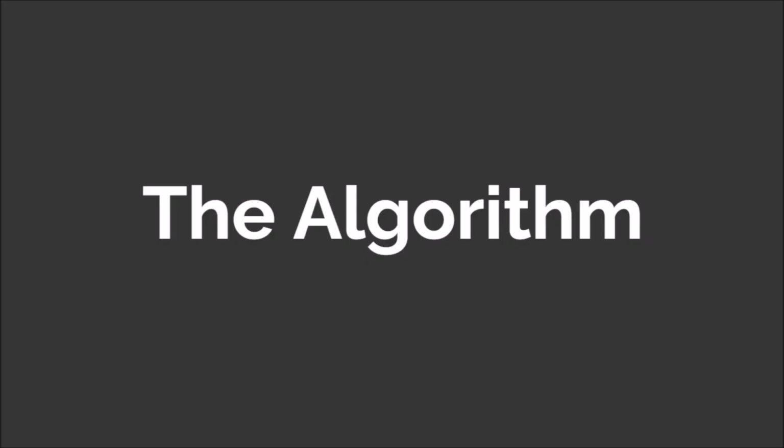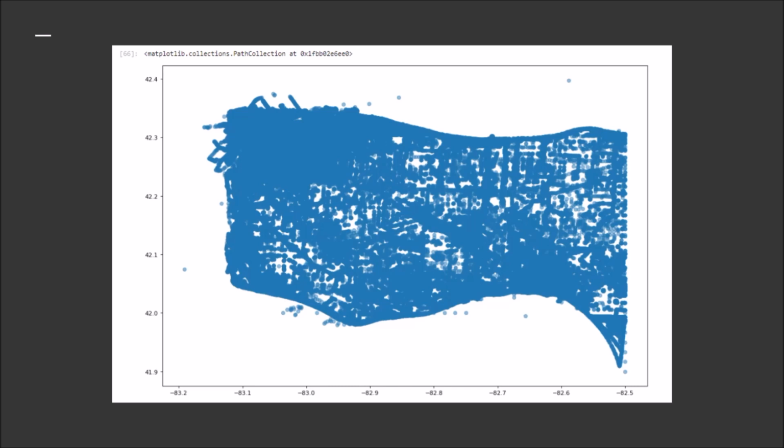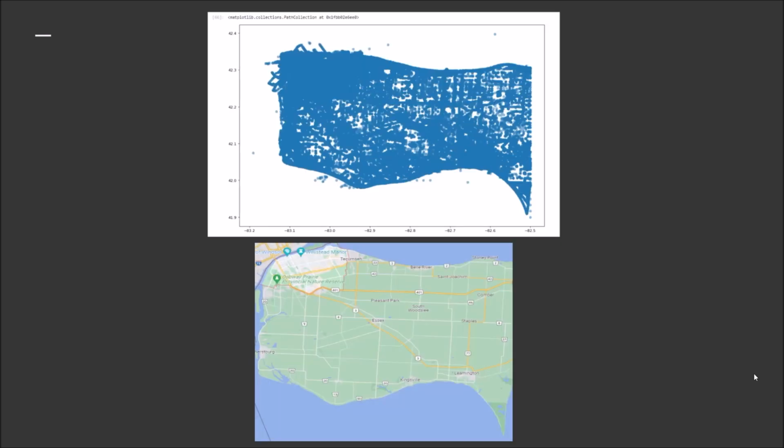During data analysis, we found that there are more data points in highly populated areas and less data points in low populated areas. We then plotted our data points on a 2D Cartesian system. Here you can see that our graph accurately resembles the map of Windsor.